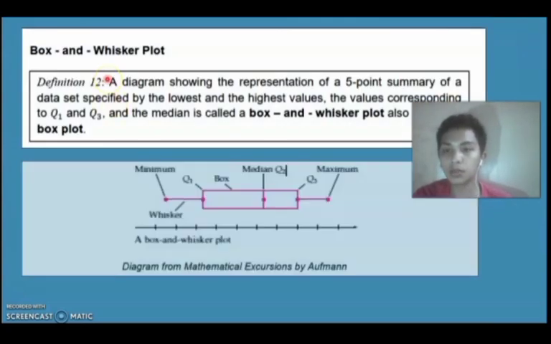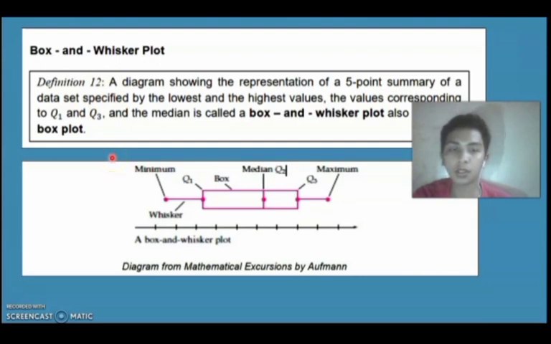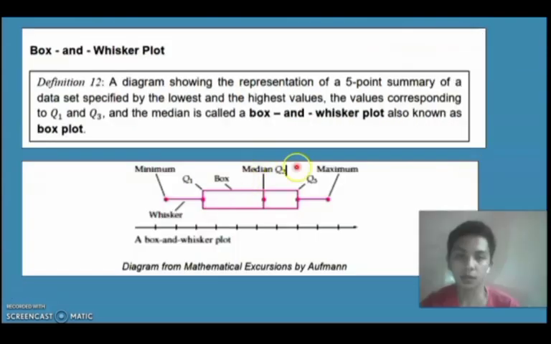Box and whisker plot. A diagram showing the representation of a 5-point summary of a dataset, specified by the lowest and the highest values and the values corresponding to quartile 1, quartile 3, and the median, is called a box and whisker plot, also known as the box plot. This is the diagram of a box and whisker plot. It is a measure of relative position to help us understand the relative position.